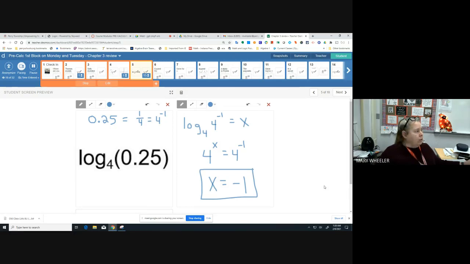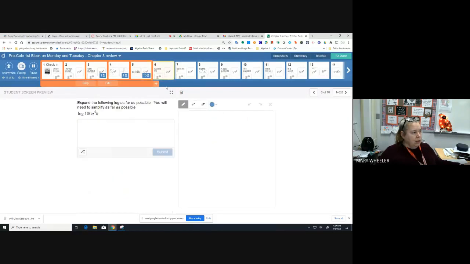I could have also done that with a change of base, where I just did common log 0.25 over log 4. You will have one similar to this on your test. All right.